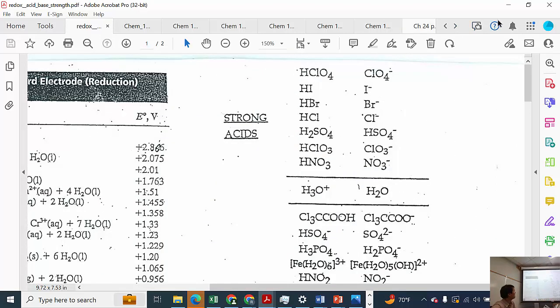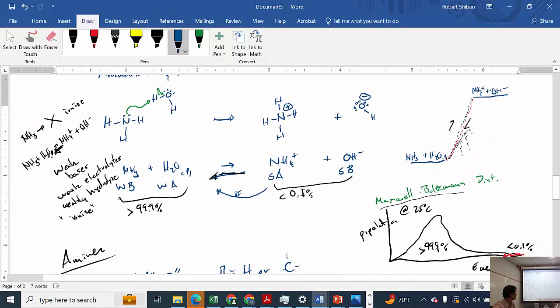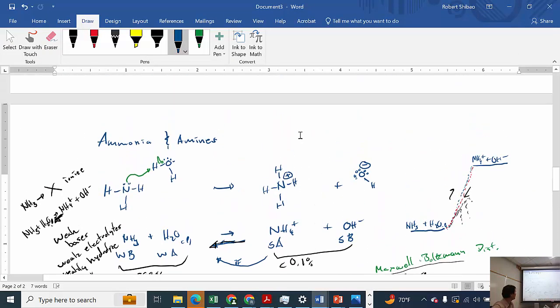One thing about metathesis is ion combinations, but in the gas phase, you don't have to have ions. So for example, ammonia can be a base in the gas phase. Let me just do one more side reaction here before I leave it. Ammonia doesn't have to hydrolyze like this. And so ammonia could stay as a gas and react with HCl gas.